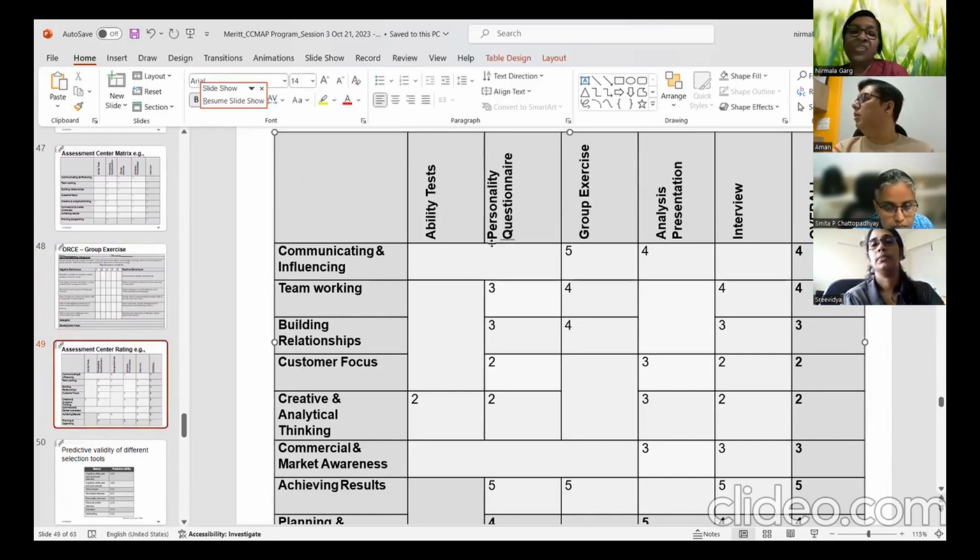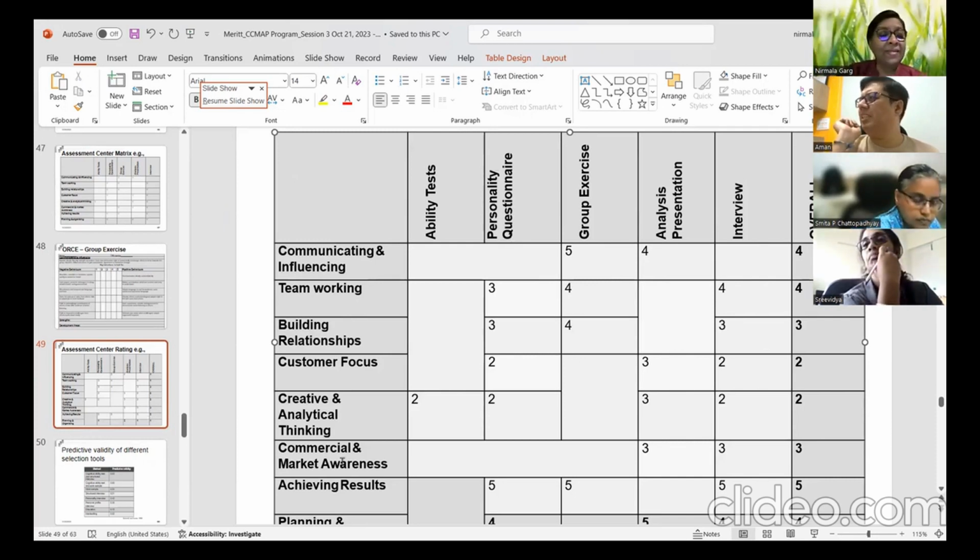Now say for example, Anjana got in communication group exercise 5, analysis presentation 4, interview 4. So I have to give an overall rating. Maybe she got 5, but all the assessors will come together, integrate their data, and come to a consensus, not a weighted average or anything. They will go back and forth through all the observed behaviors and give a rating based on this 4. So this is the overall rating, the accumulation of all the ratings she has got for different exercises. Okay? Clear? All right.